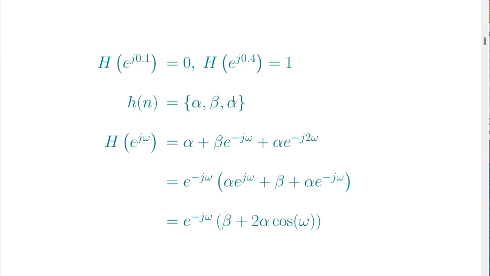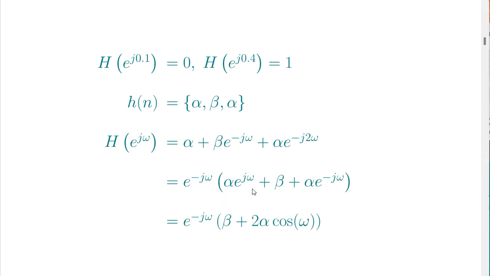Of course, gamma needs to be equal to alpha. You will find out why here. H of e to the power of j omega is equal to alpha plus beta times z to the power of minus 1, or equivalently e to the power of minus j omega, plus alpha times e to the power of minus j2 omega, or z to the power of minus 2 if you are going to use H of z. But here we are interested in frequency response. Now, very simple calculation.